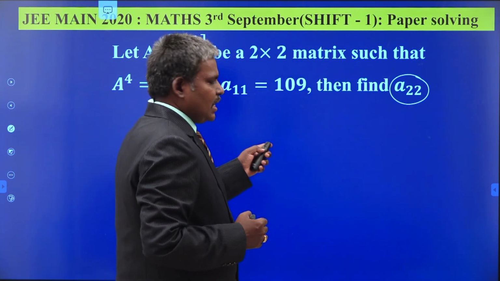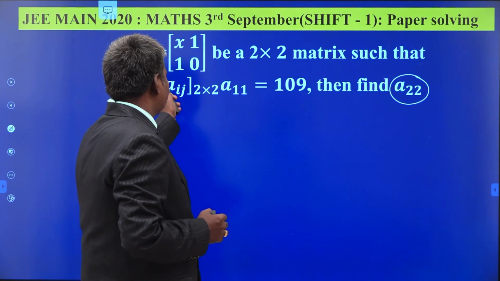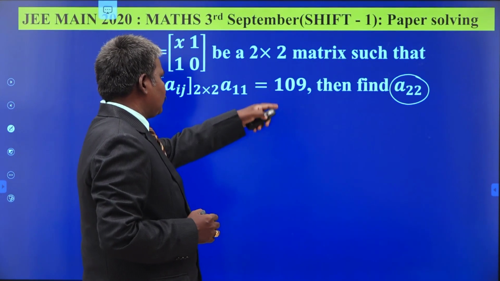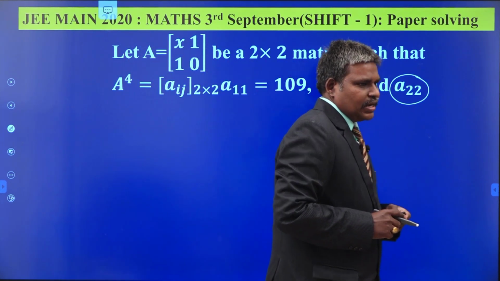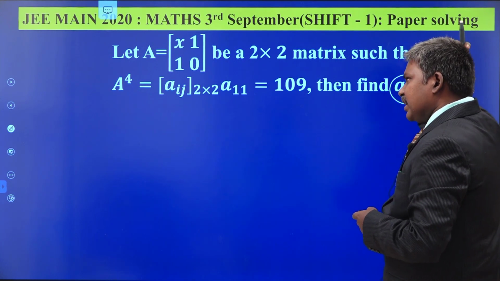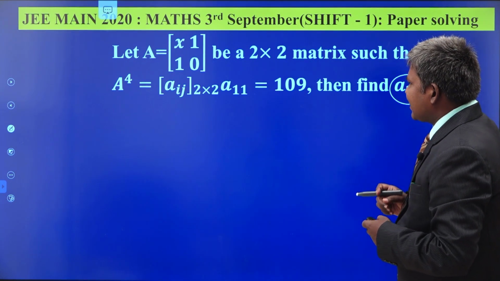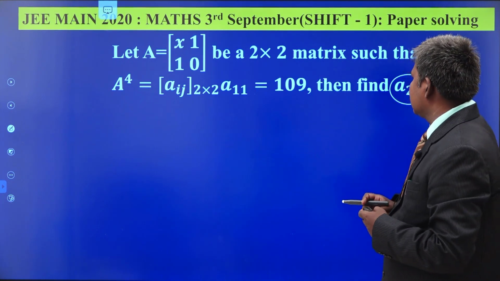Aij is a square matrix of order 2. The first row, first column element is given as 109. You have to find the value of the second row, second column element, A22. What is your matrix A? A = [[x, 1], [1, 0]], a 2 by 2 matrix.